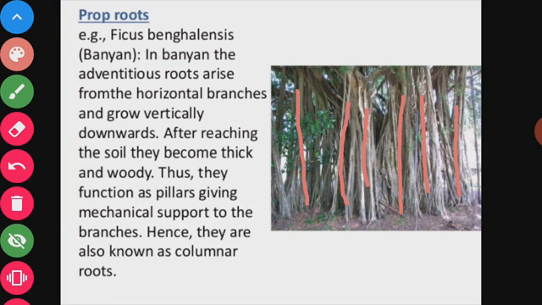Those prop roots are adventitious roots. They function as pillars, giving mechanical support to the branches. Hence, they are known as columnar roots, or prop roots, because they give mechanical support to the plant.